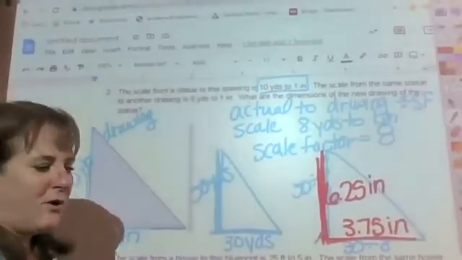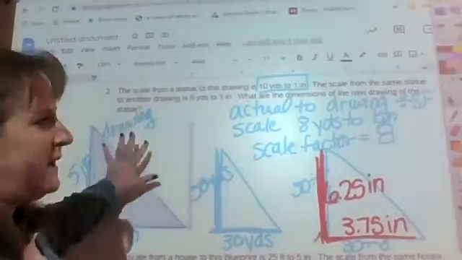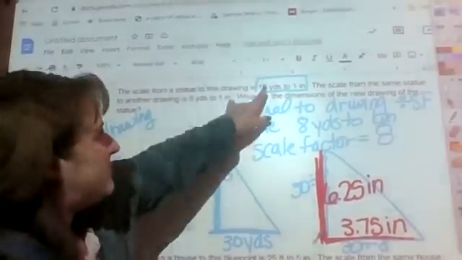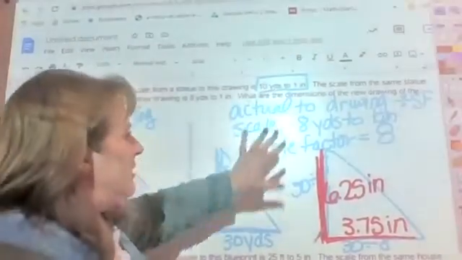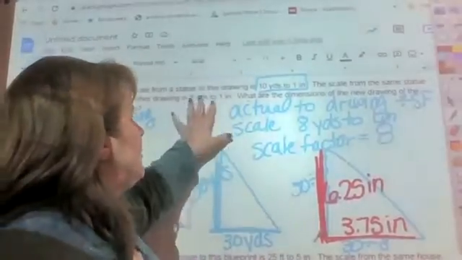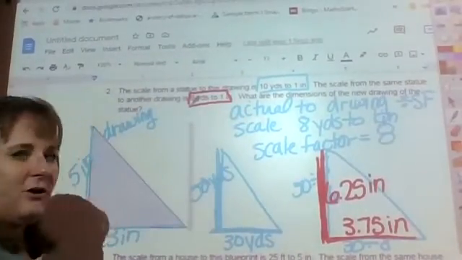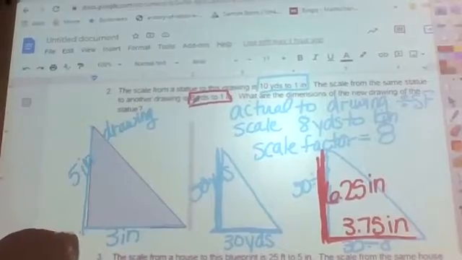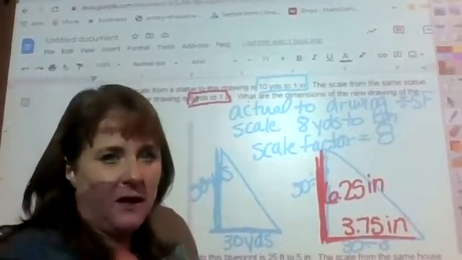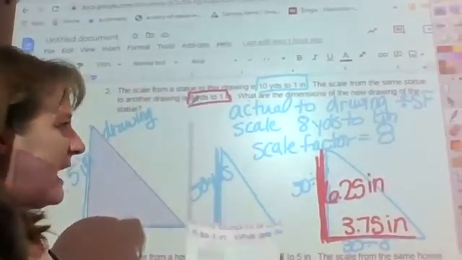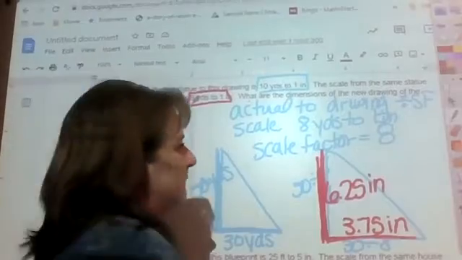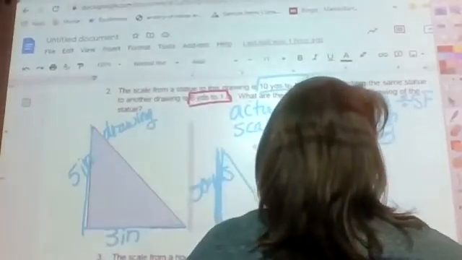So again, same process. To go from the drawing to the actual, we multiplied by the first scale factor. To go from the actual down to the new drawing, we used our second scale to get our scale factor, and we had to divide. Okay. All right. So that is your answer for number 2. Let's move on to number 3.